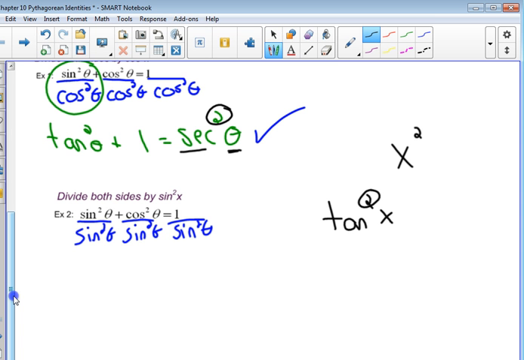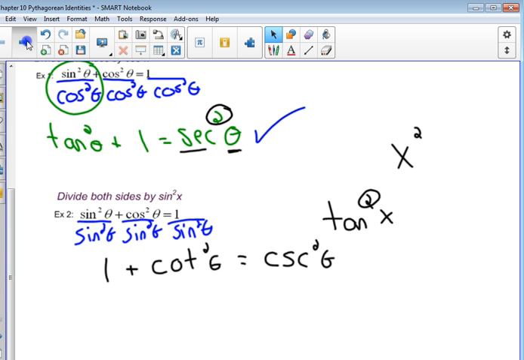What's your sine squared over sine squared? 1. So which means this one? Tan squared. Cosine squared. Did you have cosine squared? Equals. Perfect. Good job.